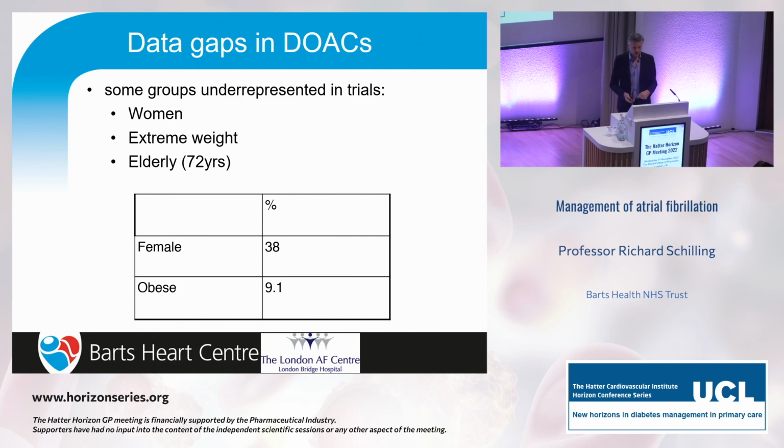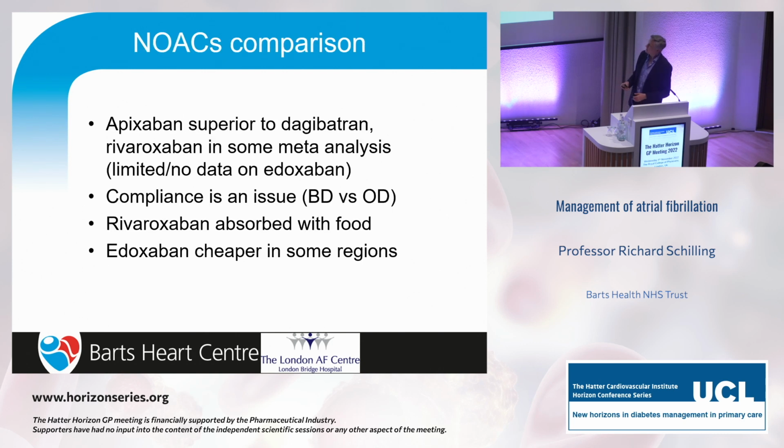So we don't really know what the data is, but my impression and experience is they do just as well as anyone else with these direct oral anticoagulants, the elderly. There have been some meta-analyses published recently to try and look at whether one anticoagulant is better than others. One recent one suggested that the trial data shows that apixaban is superior to dabigatran and rivaroxaban. However, there's no data on edoxaban really, it's still relatively newer.